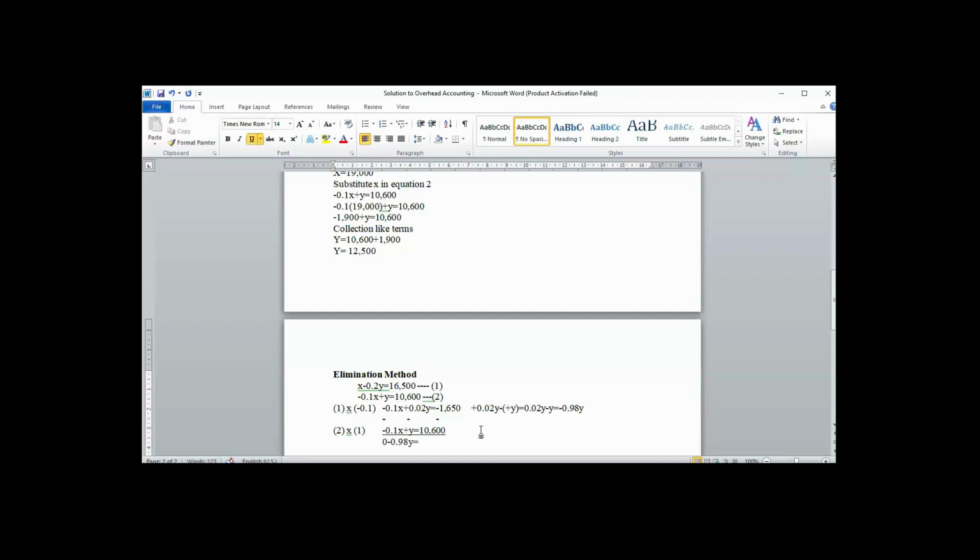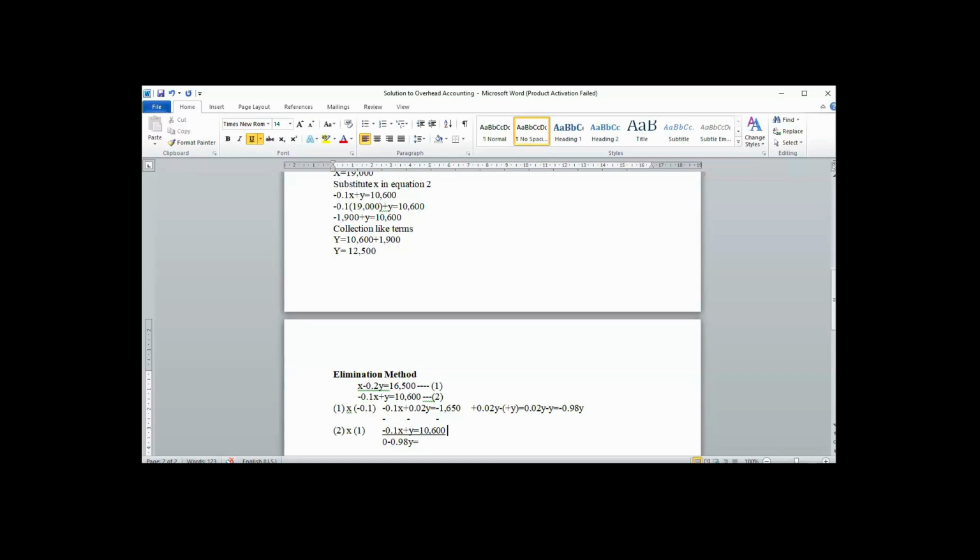Here also, what do you have? See what you have. You have minus 1,650 minus 10,600. What do you have? Okay, there's a minus, minus both ends. That's minus 12,300? Is it 300? That's what I'm getting. It can't be 300 though.